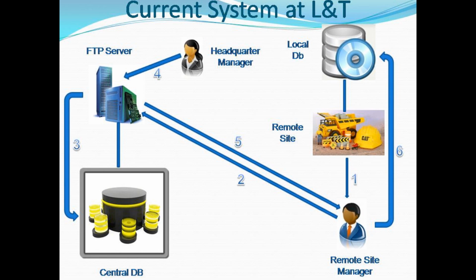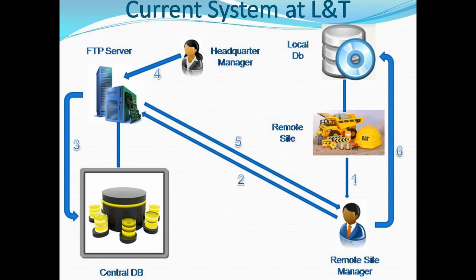This figure explains the current communication system of L&T. Numbers in the figure represent the sequence of actions that take place in the communication system. It uses file transfer protocol, which is a standard network protocol used to exchange and manipulate files over a TCP/IP based network. As per the current system, the manager sitting at the remote site prepares the order.